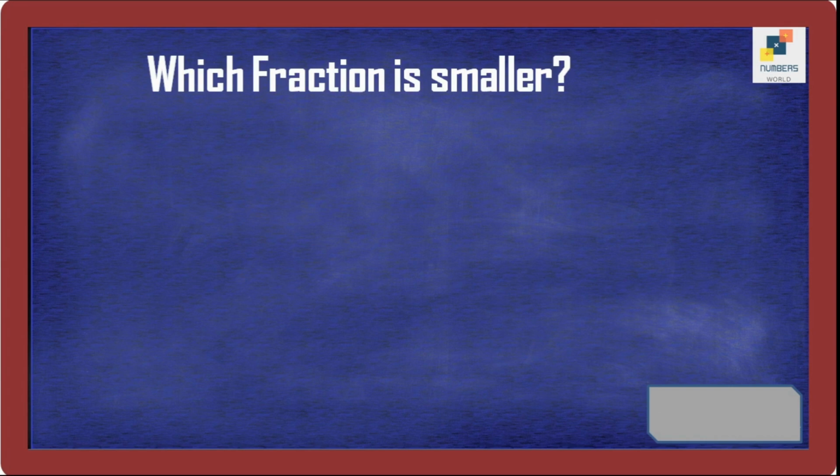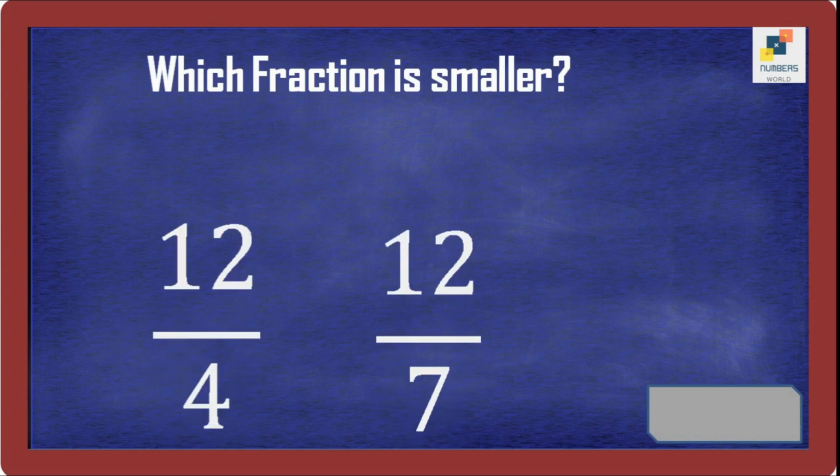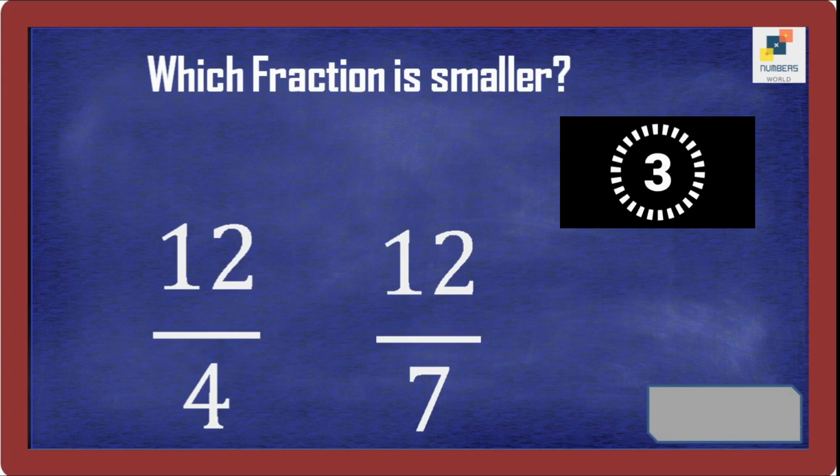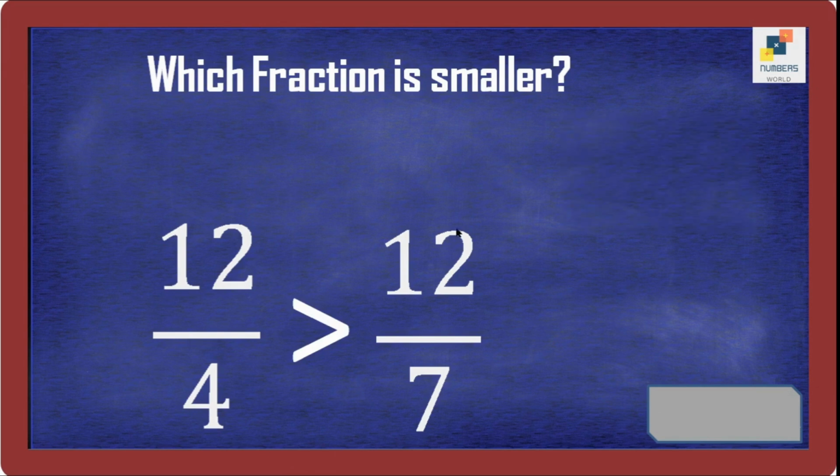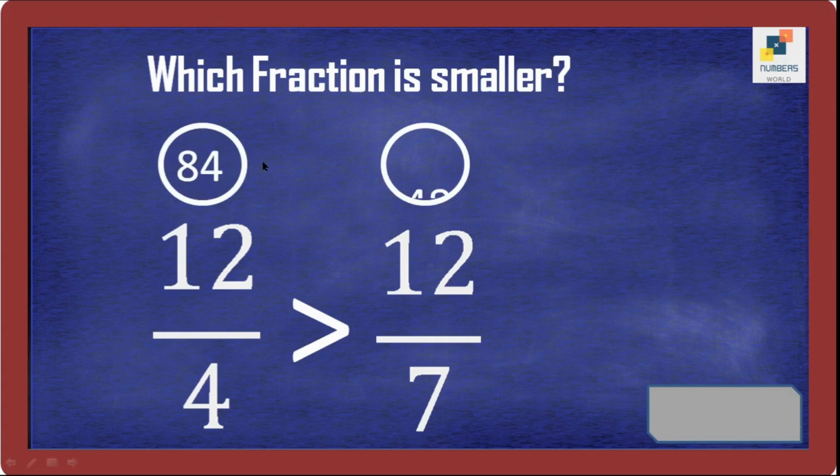Question number 2, which fraction is smaller, 12 by 4 or 12 by 7? So your time starts now. 12 by 7. Perfect, because 4 is the smaller denominator and numerators are same, so that's why 12 by 4 is greater than 12 by 7.